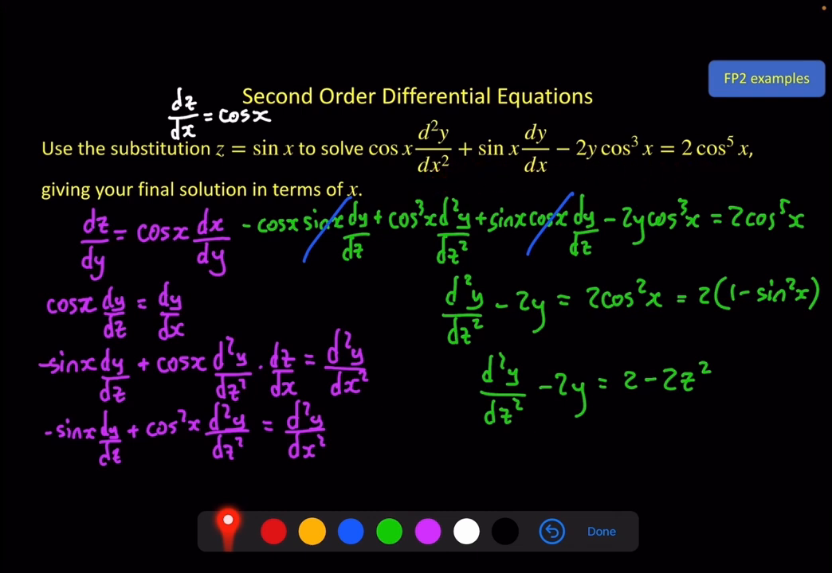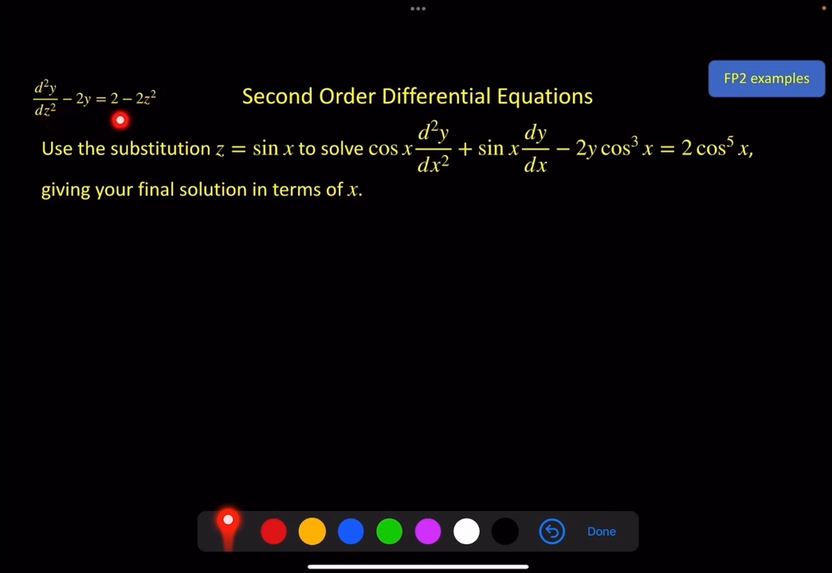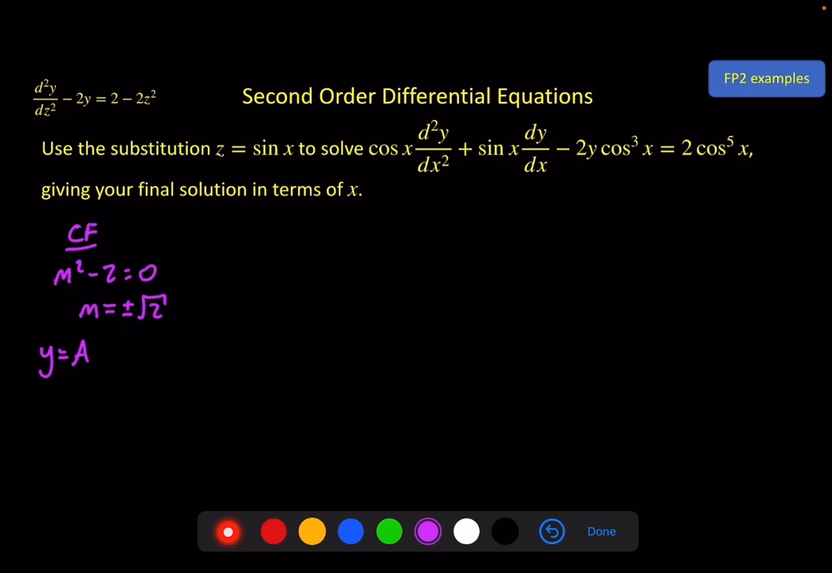So our next step, now that we've done the substitution to get a second order differential equation that we can solve, is to go ahead and solve it. This will give us y in terms of z. Here it is, I've got a bit more space here. Complementary function. Using the left hand side, we've got m squared minus 2 equals 0. That gives us m is plus or minus the square root of 2, which means y is equal to a e to the root 2z plus b e to the minus root 2z as our complementary function.